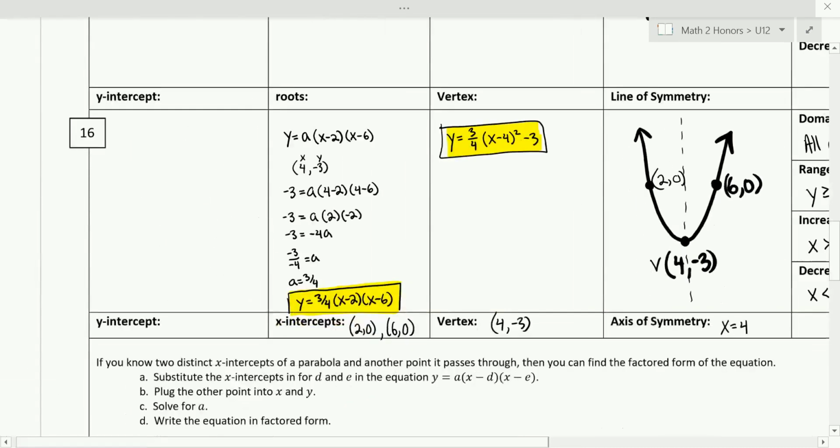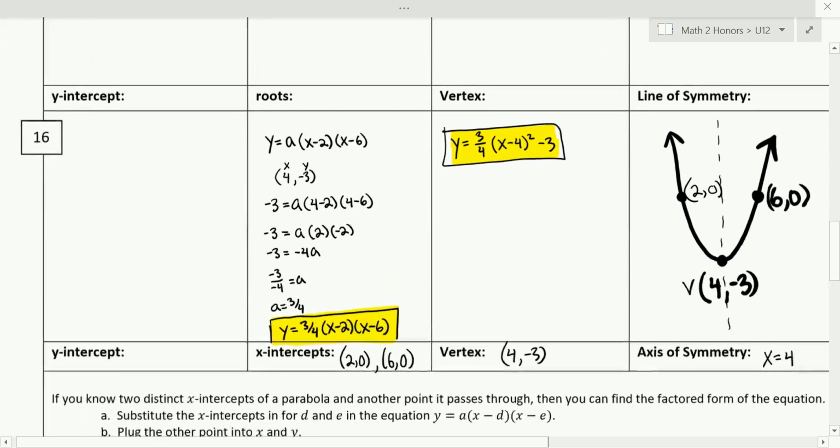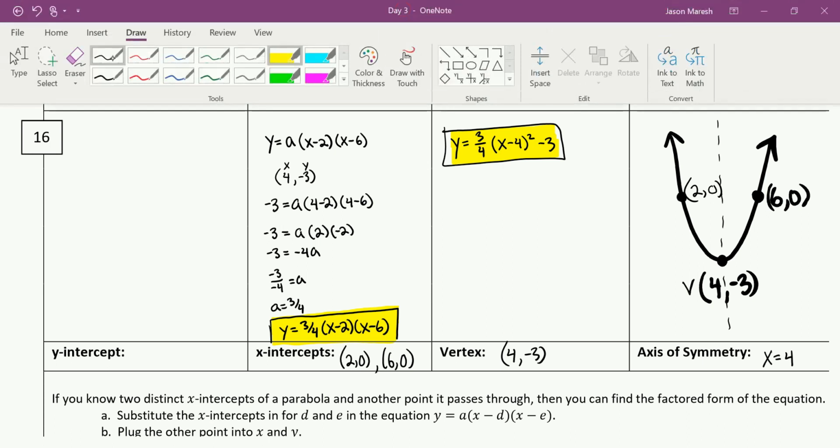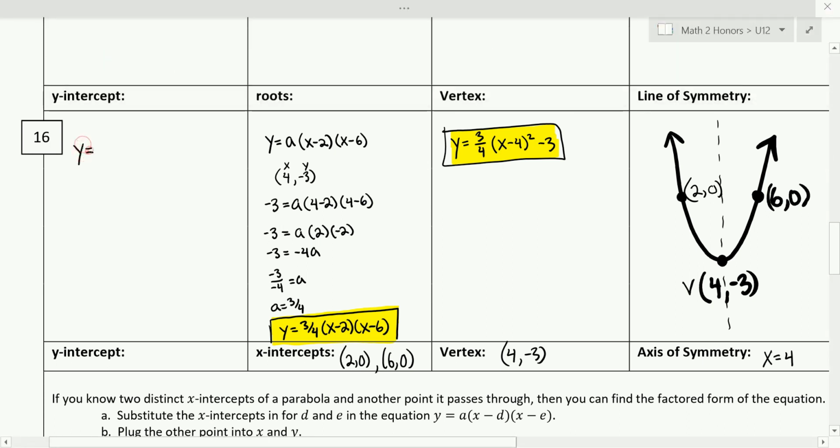All right, and we need standard form. So we can get standard form from either vertex form or factored form, doesn't matter. We just multiply it out and you end up with it. So which one looks easier to work with to you? Factored form, multiply that out, or vertex form? Factored? Okay. Let's multiply out the factored form to get standard form. So y equals 3/4 times x minus 2 times x minus 6. Go ahead and multiply all that out. Get standard form and find the y-intercept.